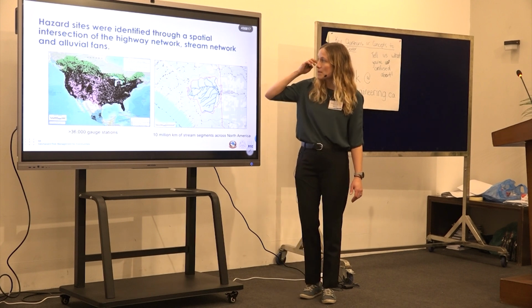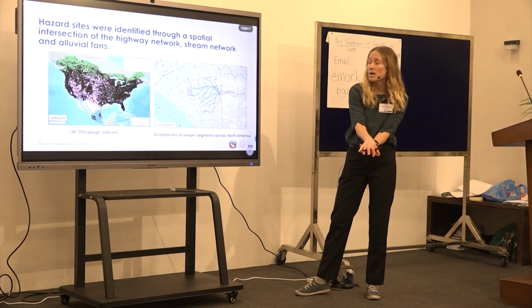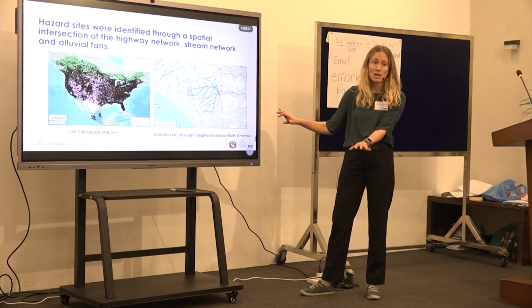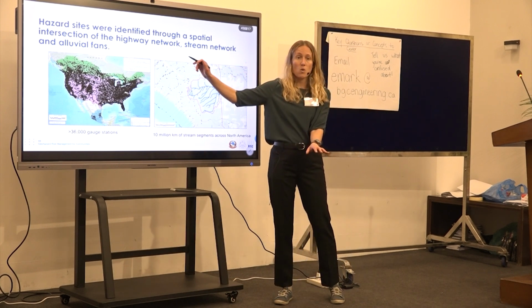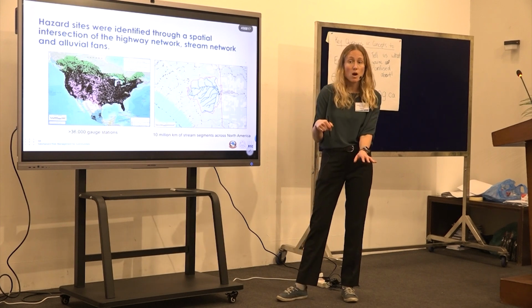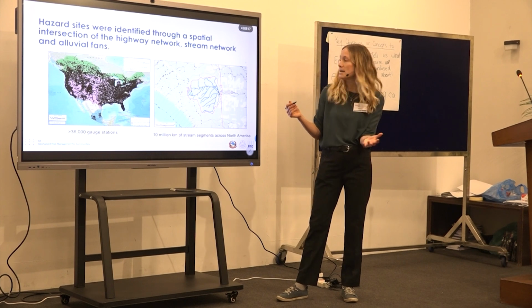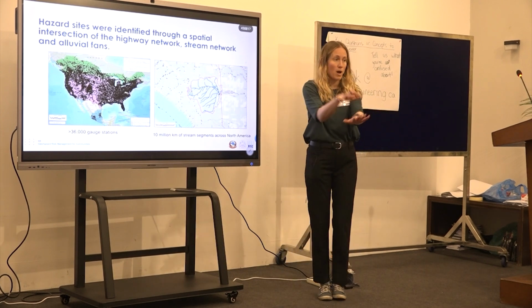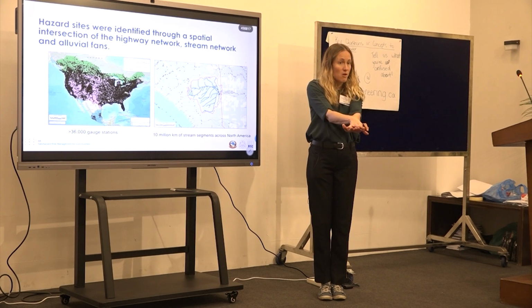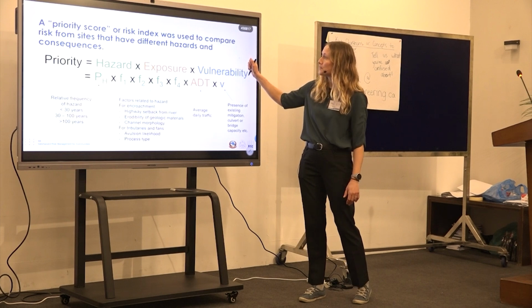And hazard identification was done by taking, so we knew where the highway network was. We were also very fortunate in this case to know where the stream network was and to know where the alluvial fans were. So those were already mapped. And so this was a GIS exercise of intersecting those things. So we have information from all these gauge stations, from the stream network, and we can pile them all together. And when you pile them together, that's an intersection of the hazard and exposure, and we know what's at risk.